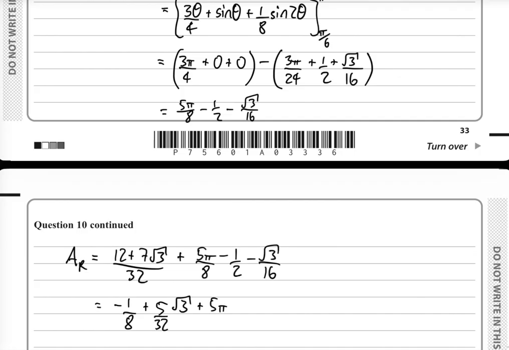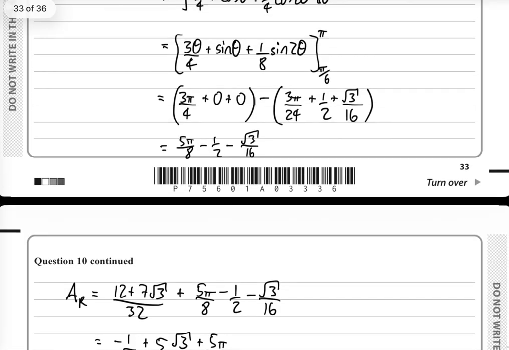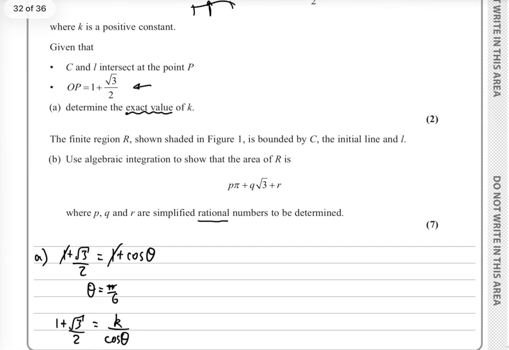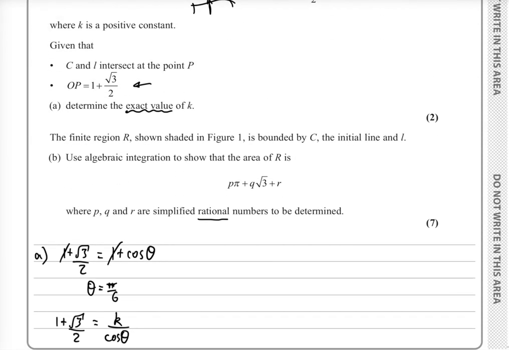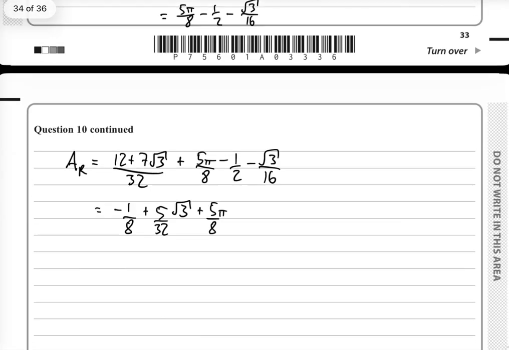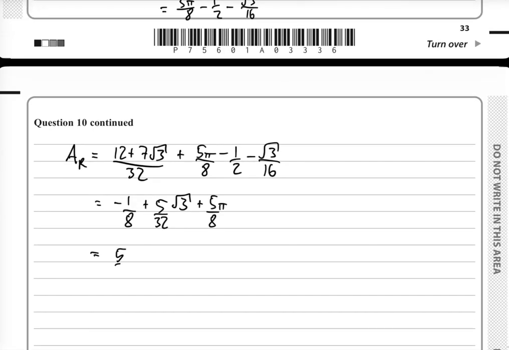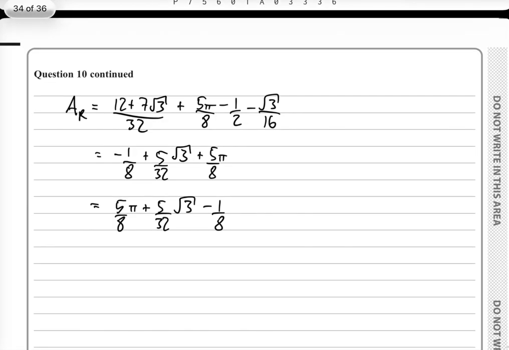And, okay, maybe the pi was the easy one. So we've got pi's, root 3's, and a fraction on the end. So just finishing it off, writing it exactly how they wanted it. And we did end up with fractions, so that makes me more confident. Q is equal to 5 over 32, R is equal to minus 1 over 8. That was a really big paper, but we have finally got to the end of it. Question 10 finished. I hope that was helpful for you.